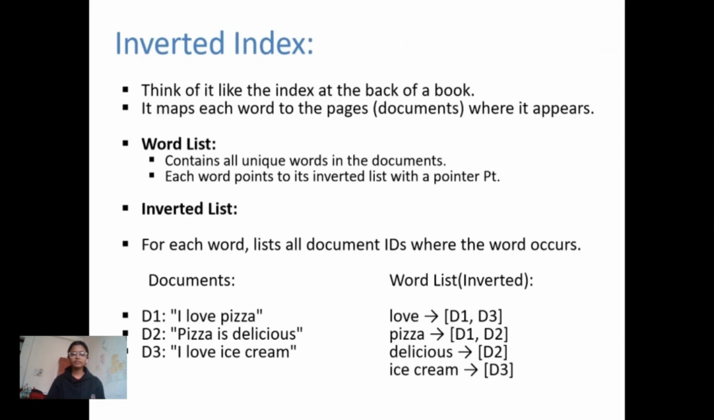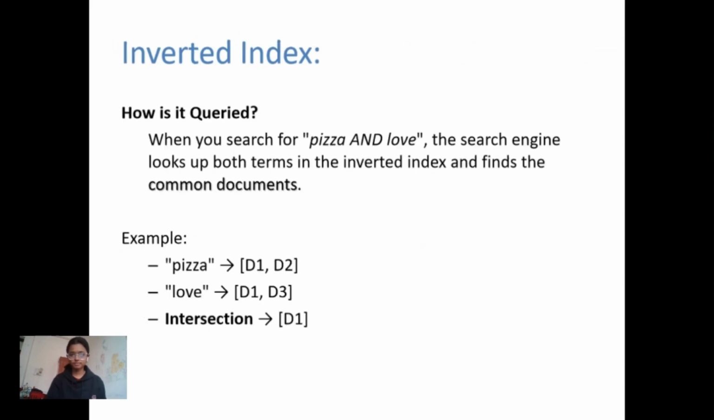Example, like we have documents D1, D2 and D3. D1 contains I love pizza, D2 contains pizza delicious, and D3 contains I love ice cream. Then the inverted word lists are: for the word love, it is in D1 and D3. For the word pizza, it is in D1 and D2. And for the word delicious, it is in D2. For the word ice cream, it is in D3.